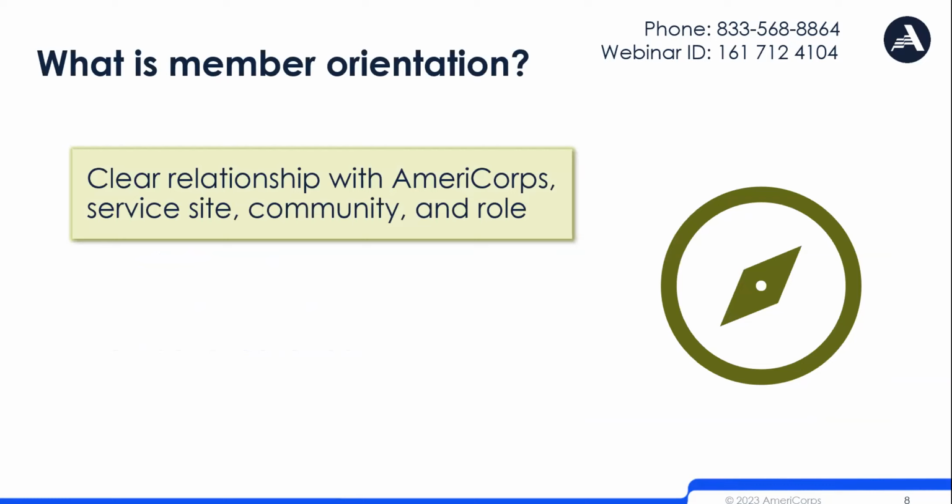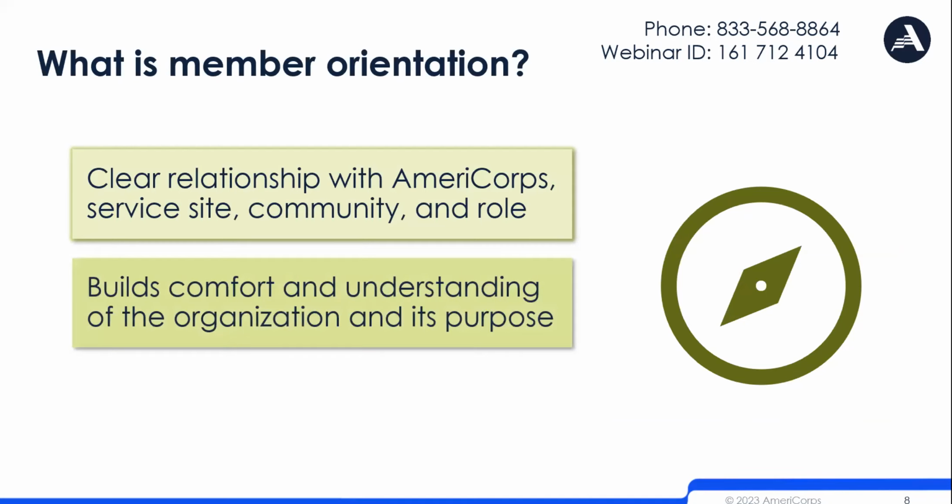So orienting for new members is the process of preparing a new VISTA member for a clear relationship with AmeriCorps, with their service site, the community, and their role. Orientation aims to get new members to feel comfortable with and to understand the purpose and inner workings of their sponsoring organization, to get a grasp on important background information, and also to have some practical knowledge that they're going to need in service.